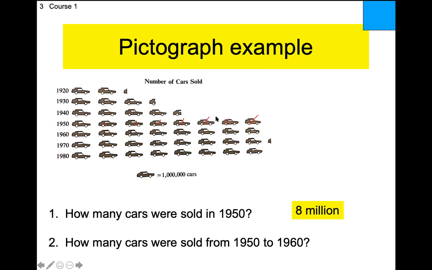From 1950 to 1960, if I erase all the stuff I made, so I got to go from 50 to 60. I guess I could count once again. Well, let's count again. So we already have 8,000,000 in 1950. So 9,000,000, 10,000,000, 11,000,000, 12, 13, 14, 15. It looks like 16 million. So we got 16 million. So that's how you interpret or read a pictograph.